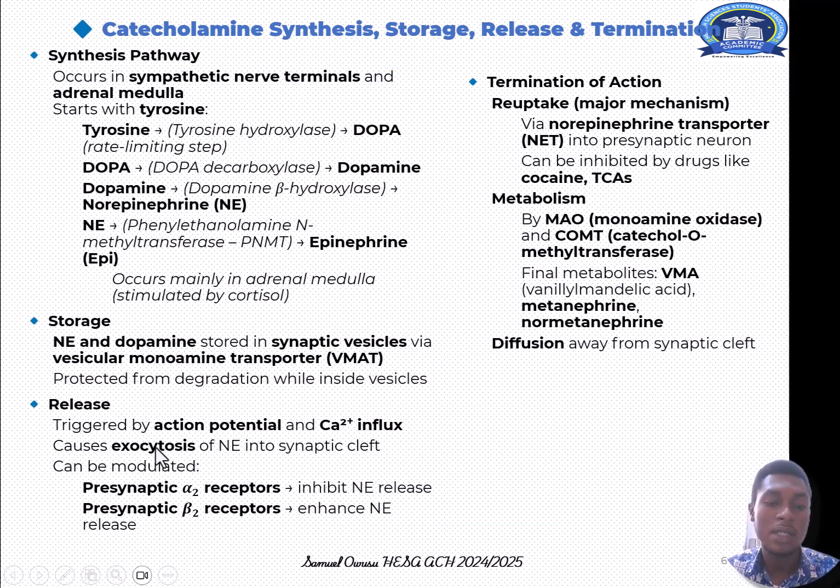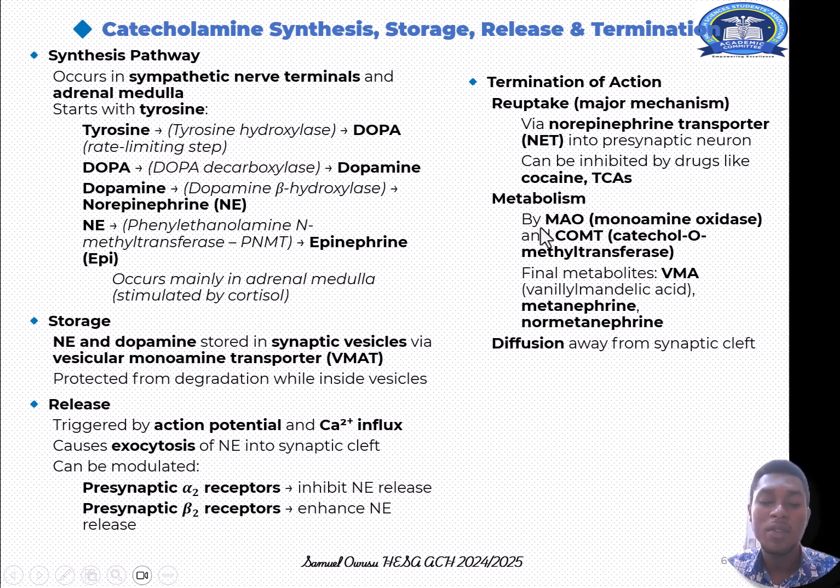So the release is by the action potential and calcium influx, which causes exocytosis. Presynaptic alpha 2 receptors would inhibit what? Norepinephrine release, as we talked about. Then the presynaptic beta 2 receptors enhance what? Norepinephrine release. Okay. The termination is that there is reuptake by the norepinephrine transporter, that's the NET, into the neuron, and this can be inhibited by drugs like cocaine and tricyclic antidepressants.